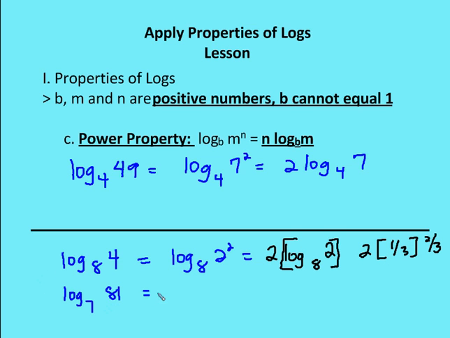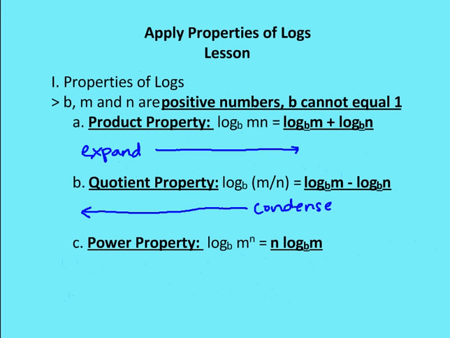And then the next expression, I have log base 7 of 81. Log base 7 of 9 squared gives me 2 times log base 7 of 9. Okay, so let's talk about expanding and condensing expressions.